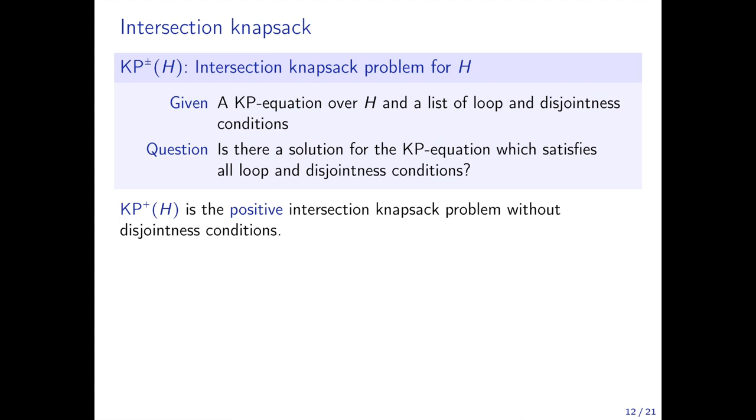So here's the relationship between the problems discussed in this paper. So we have knapsack, which is a special case of positive intersection knapsack, which itself is a special case of intersection knapsack. Also, we can reduce positive intersection knapsack to exponent equations, since every loop condition is basically an additional exponent equation. Well, we know that positive intersection knapsack is strictly stronger than knapsack. Exponent equations are strictly stronger than positive intersection knapsack. But we don't know whether intersection knapsack and the positive variant are actually equivalent.